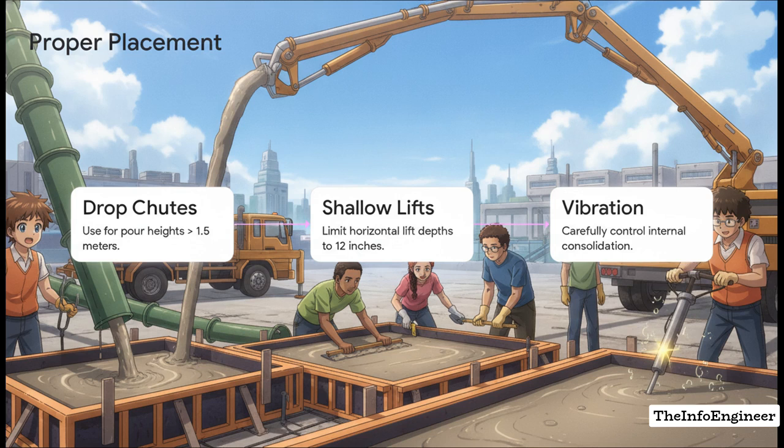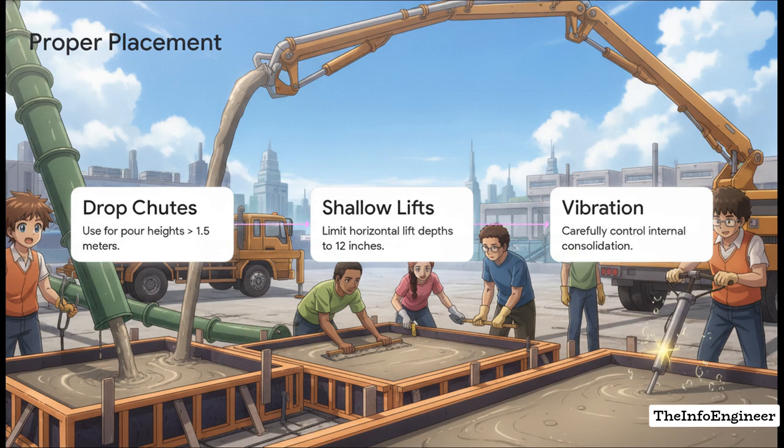Chemistry aside, our placement procedures have to be spot on. When placing out in the field, follow these exact rules. Number 1, always use drop chutes, tremies, or boom placers if you're pouring from higher than 1.5 meters. You have to prevent that violent impact. Number 2, limit your horizontal lift depths to a maximum of 12 inches, or about 300 millimeters. Shallow lifts allow for proper integration. And number 3, strictly control your internal vibration.